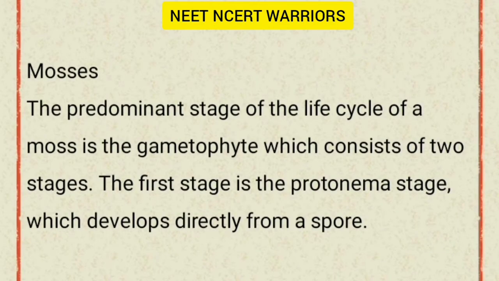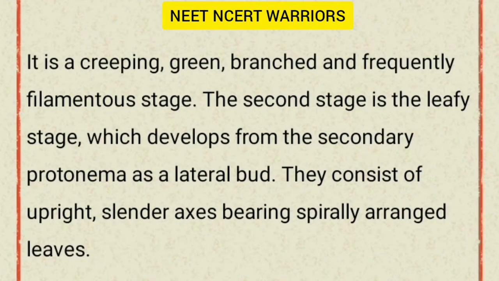Topic: mosses. The predominant stage of the life cycle of a moss is the gametophyte, which consists of two stages. The first stage is the protonema stage, which develops directly from a spore. It is a creeping, green, branched and frequently filamentous stage. The second stage is the leafy stage, which develops from the secondary protonema as a lateral bud.